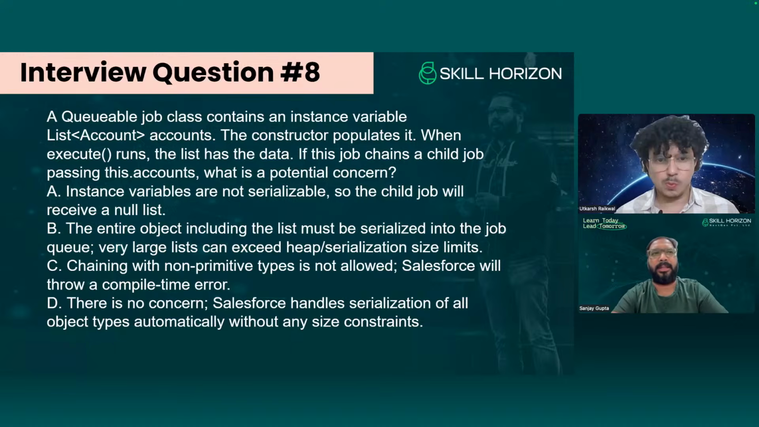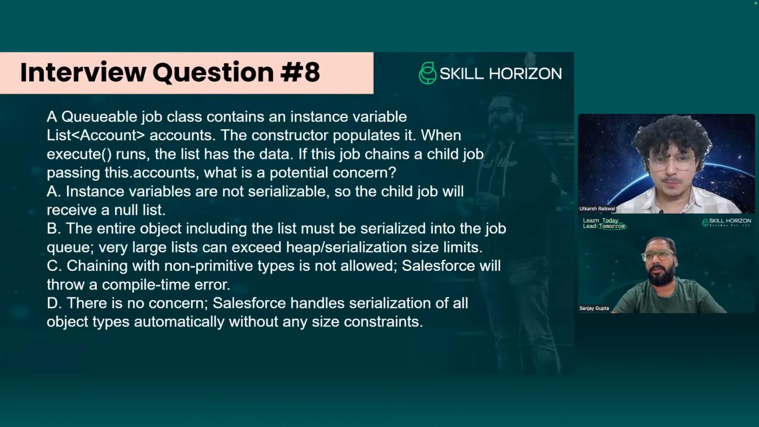Option A is instance variables are not serializable, so the child job will receive a null list. Option B, the entire object including the list must be serialized into the job queue. Very large lists can exceed heap or serialization size limits. Option C, chaining with non-primitive type is not allowed. Salesforce will throw a compile time error. And D, there is no concern. Salesforce handles serialization of all object types automatically without any size constraints.